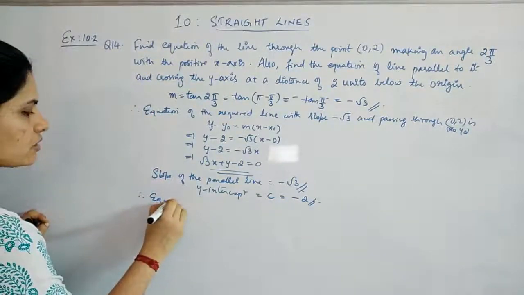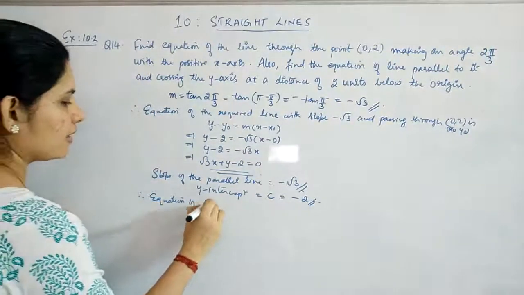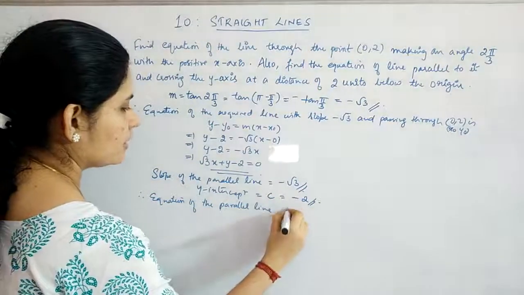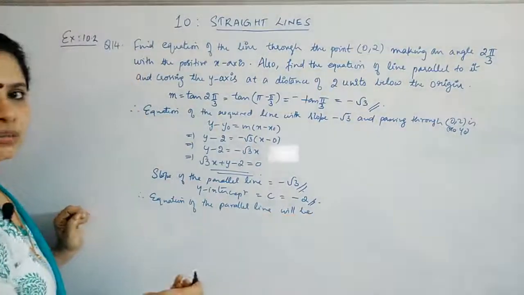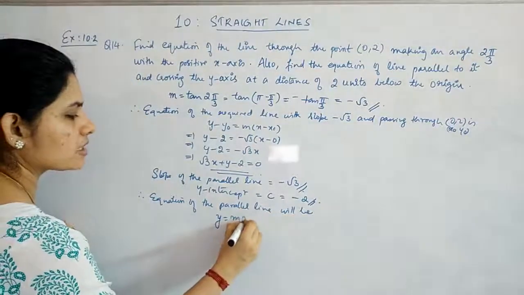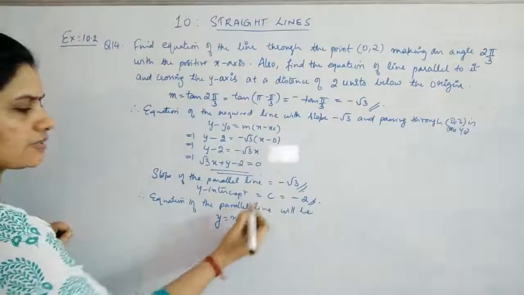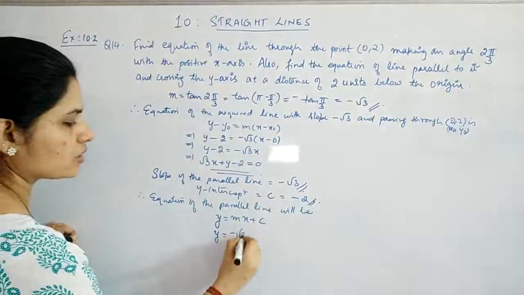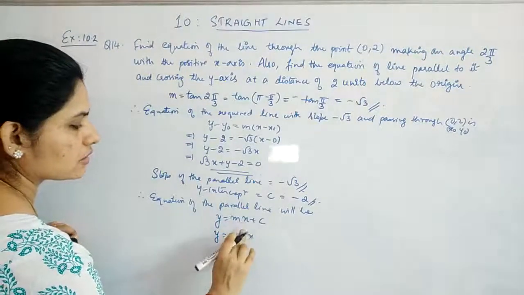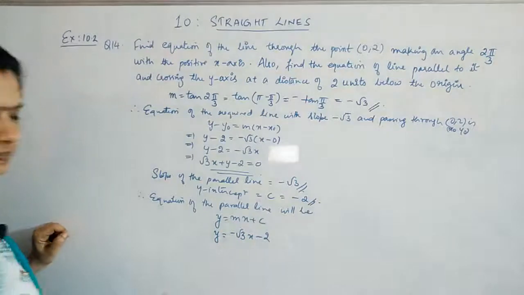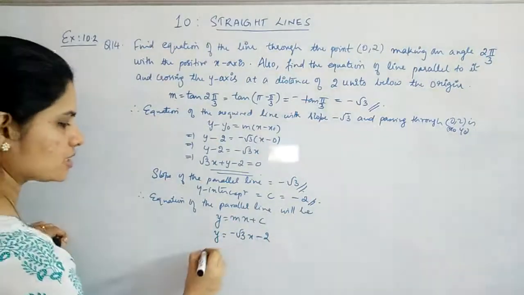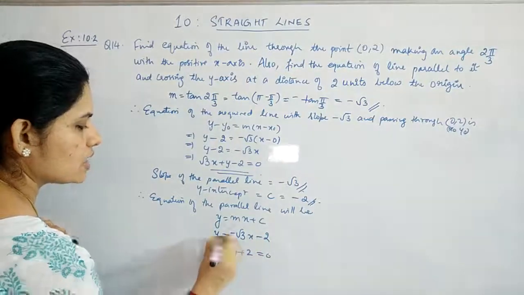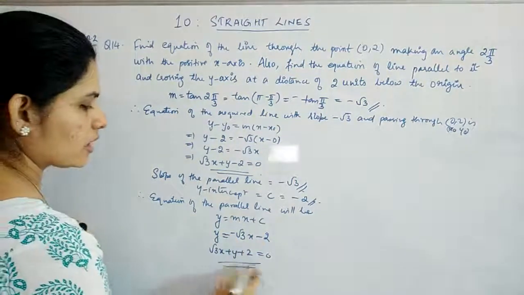Therefore, the equation of the parallel line will be, which formula will you use? y is equal to mx plus c, where c is the y-intercept and m is the slope. That is y is equal to minus root 3x minus 2, or take this to the other side, so you will get root 3x plus y plus 2 equal to 0. So this is the required equation of the parallel line.